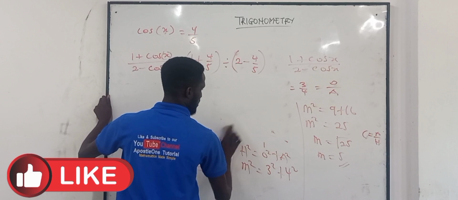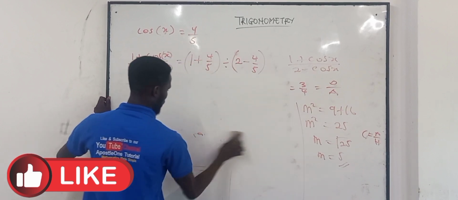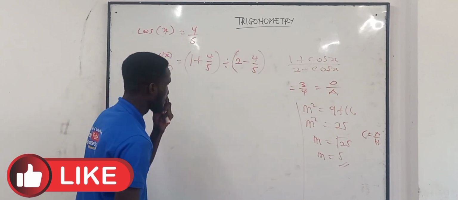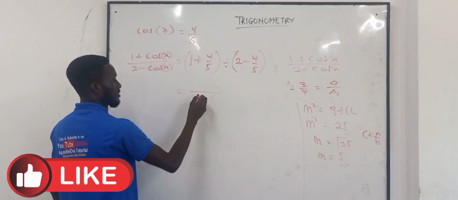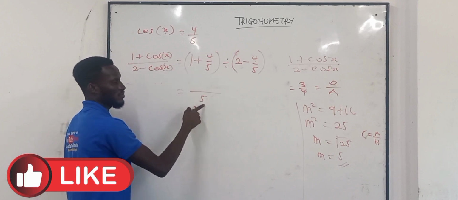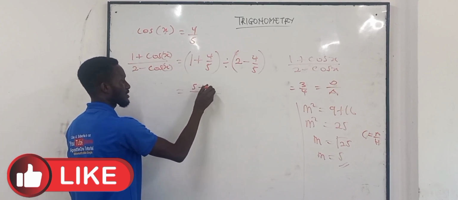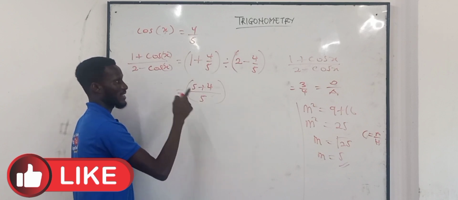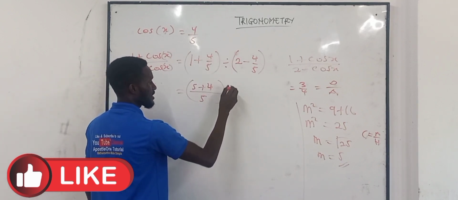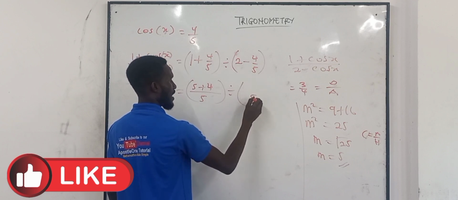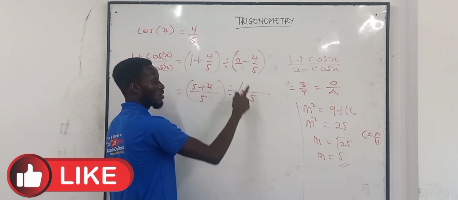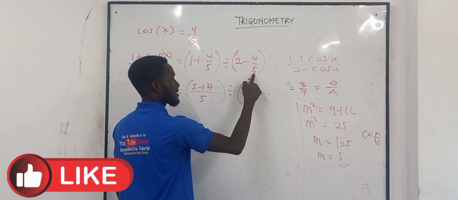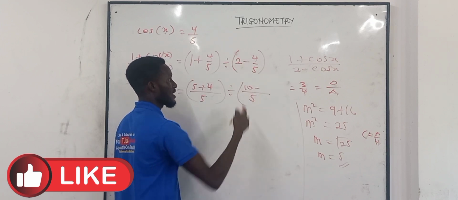The rest is simplification. With this one, you find your LCM, which is 5. 5 times 1 is 5, plus 4, because 5 will cancel 5, 1 times 4 is 4. Now, divided by this one, the LCM will also be 5. 5 times 2 gives us 10, minus 1 times 4, which is 4.